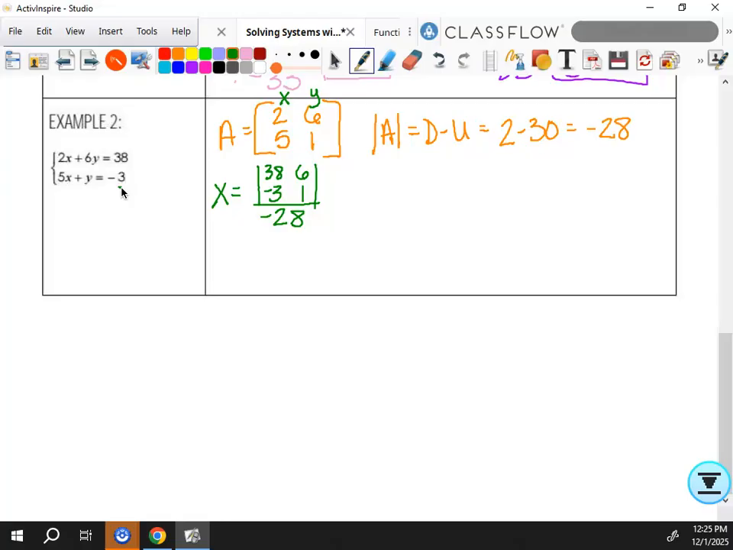These, looks like the absolute value. That means I'm looking for the determinant. So that's down minus up. 38 minus a negative 18 over a negative 28. Careful with your signs there, because it is down minus up. 56 over negative 28. We okay with that one? All right, so that means that x is equal to negative 2.